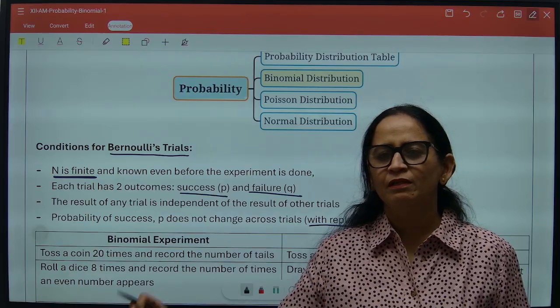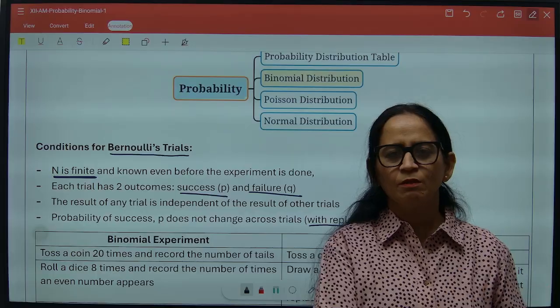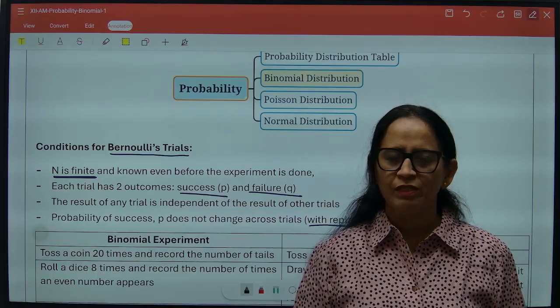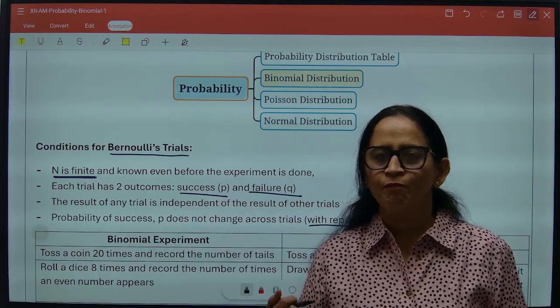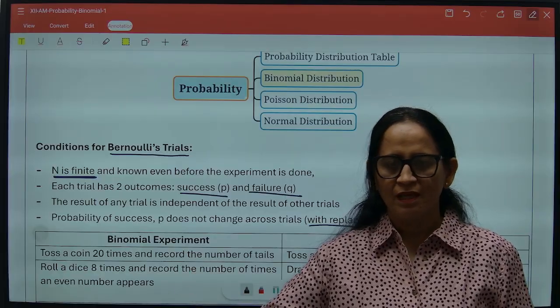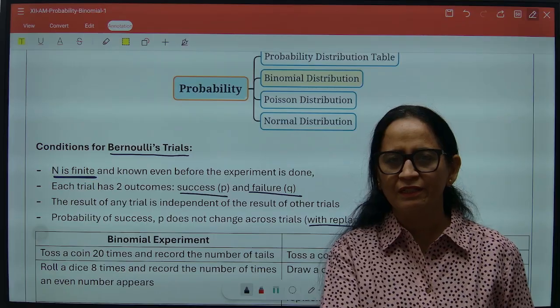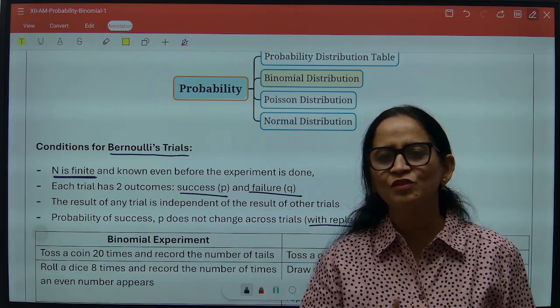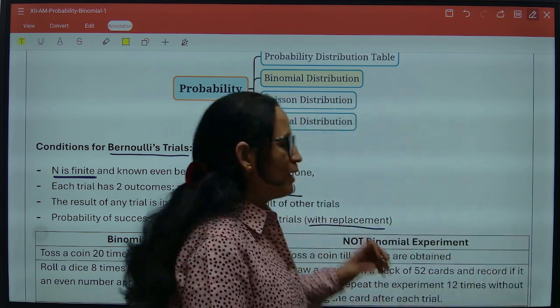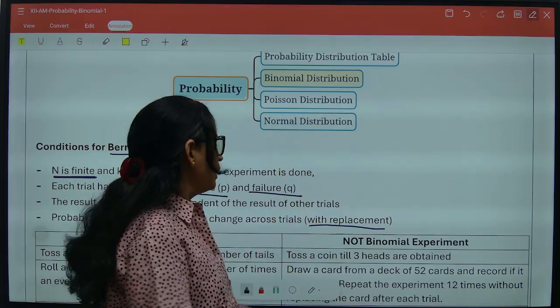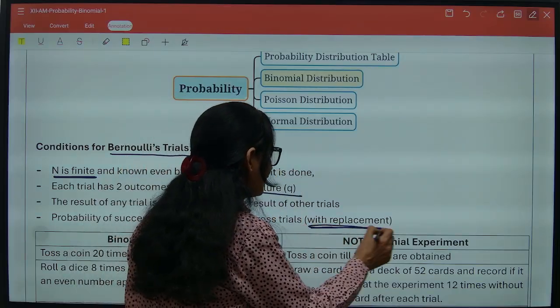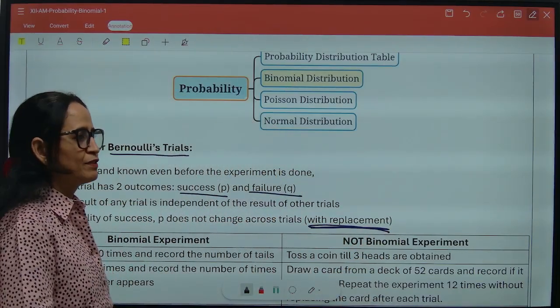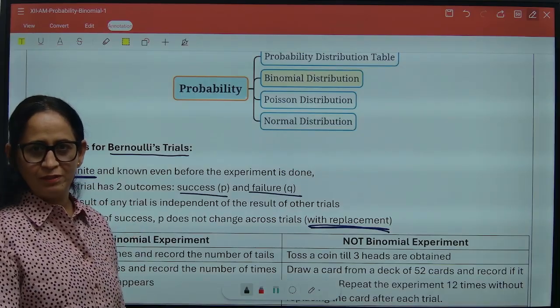But if I keep that card aside, what is the probability of getting an ace next time? For example, for the first draw, it was not an ace and I kept it aside. Now the probability of getting an ace will be 4 out of 51, not 52. So the probability is changing with every trial. So binomial is applicable only when questions involve with replacement and the probability of success does not change across trials.